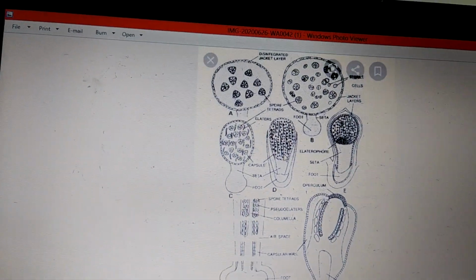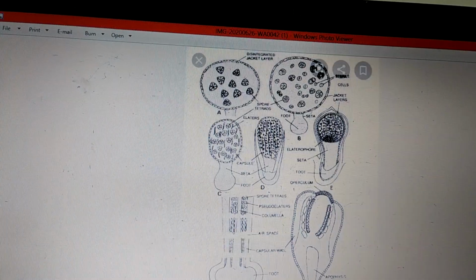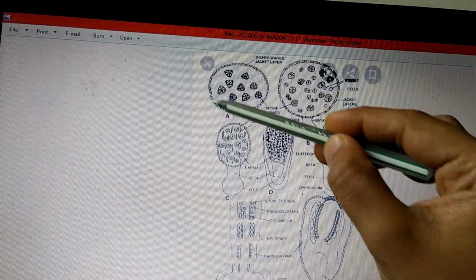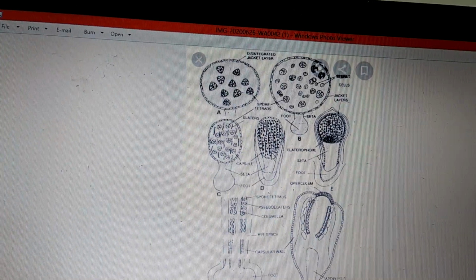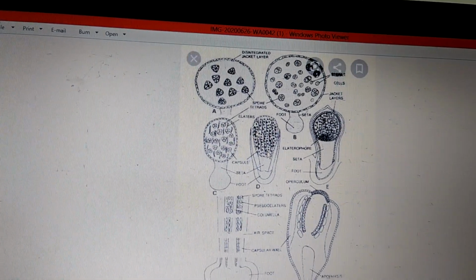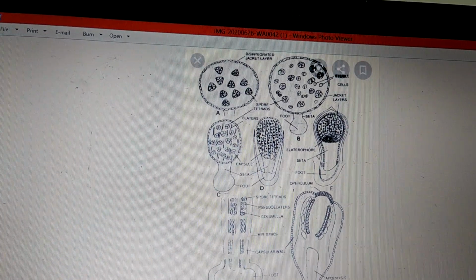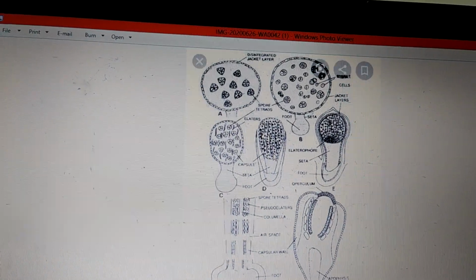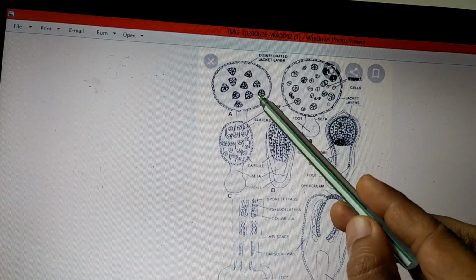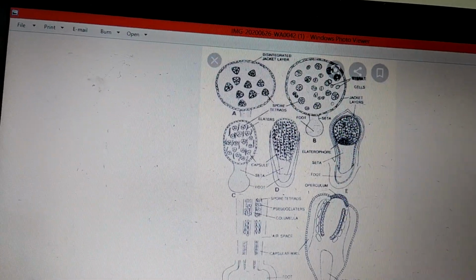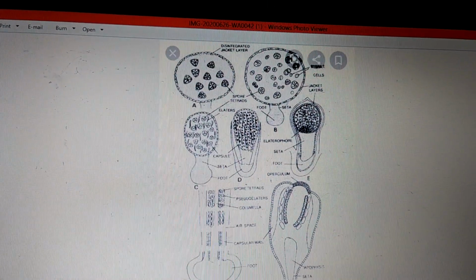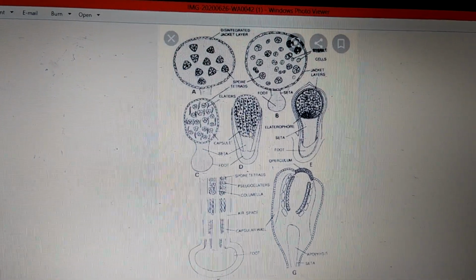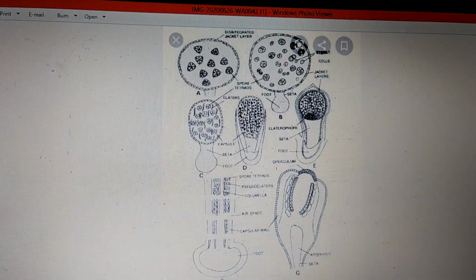So the sporogenous tissue originated from endothecium, whereas the wall is from amphithecium. There is no sterile tissue. All the spore mother cells are going to undergo meiosis, leading to the formation of these spore tetrads, which contain the haploid spores. So this is the explanation regarding the sporophyte of Riccia.